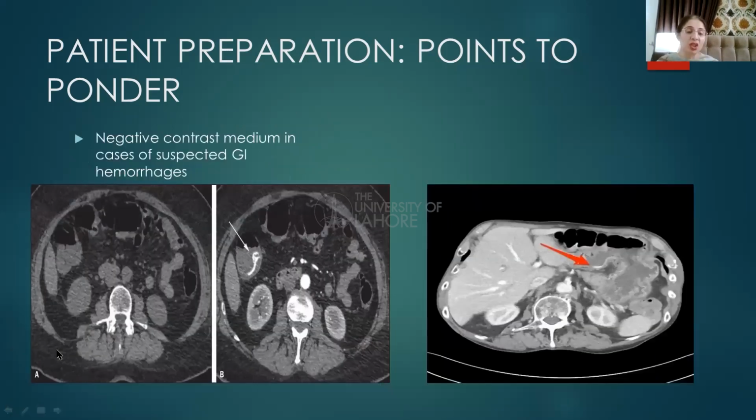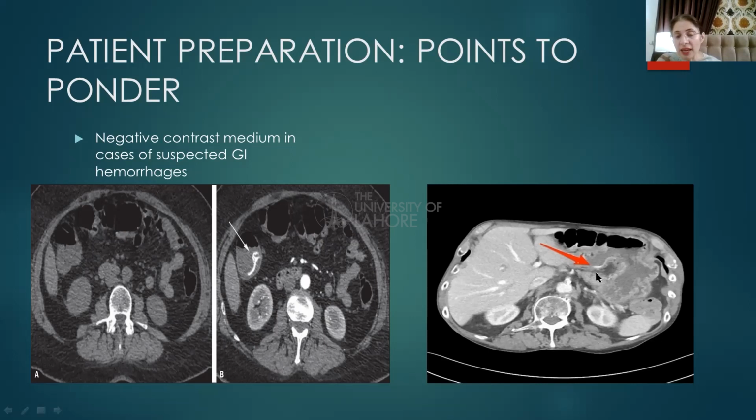There is one emergency condition in which a negative contrast medium, that is water, can be very helpful. That is, if there is a suspicion of GI hemorrhage. Because in GI hemorrhage, if there is an active extravasation of contrast into the water-filled lumen, it is very nicely shown. I have shown you two cases.